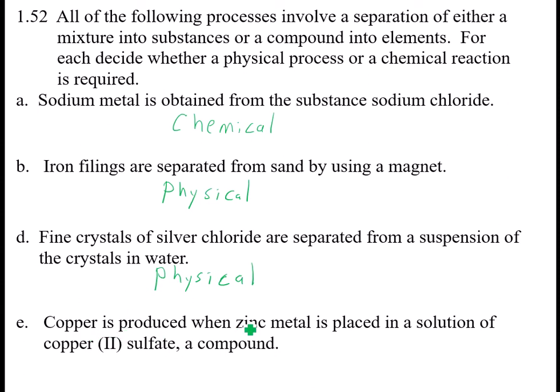Copper is produced when zinc metal is placed in a solution of copper(II) sulfate. So, you see, copper is the same. Copper's in both of these. So that's going to make it what? Chemical. So that's how you can basically tell the difference. If I have the same name in both, it's typically going to be chemical. If I don't have the same name, it's going to be physical.